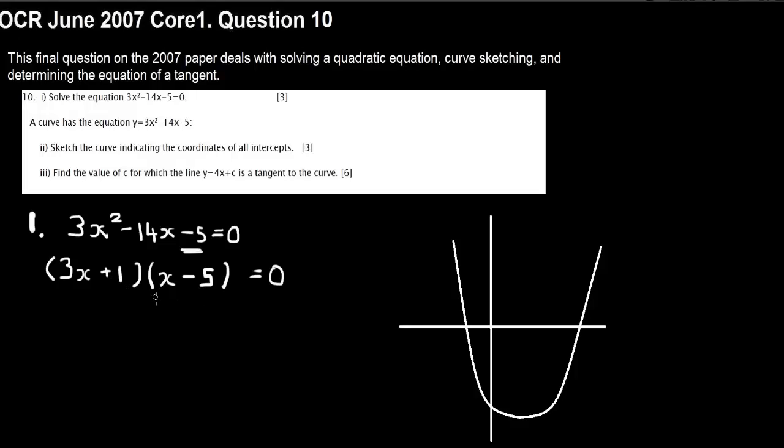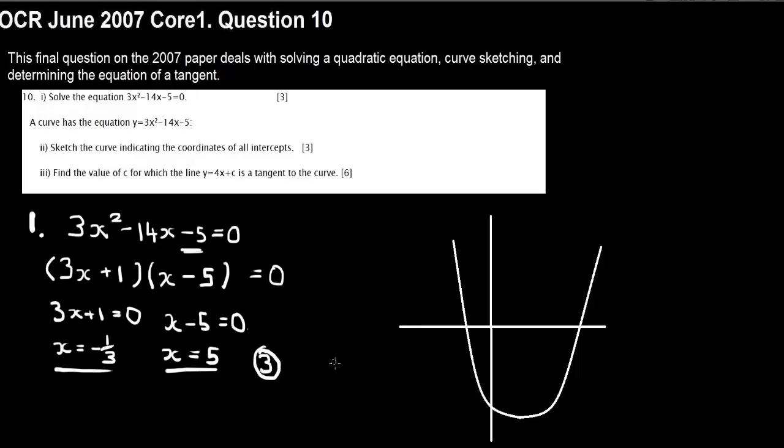3x times x, 3x squared, minus 14x minus 5 equals 0. Yes, wonderful, it works. So if 3x plus 1 equals 0, then that gives us x equals minus 1 over 3 for one solution, and the other one is if x minus 5 equals 0, then x is equal to plus 5. So that's 3 marks just for spotting that factorisation.